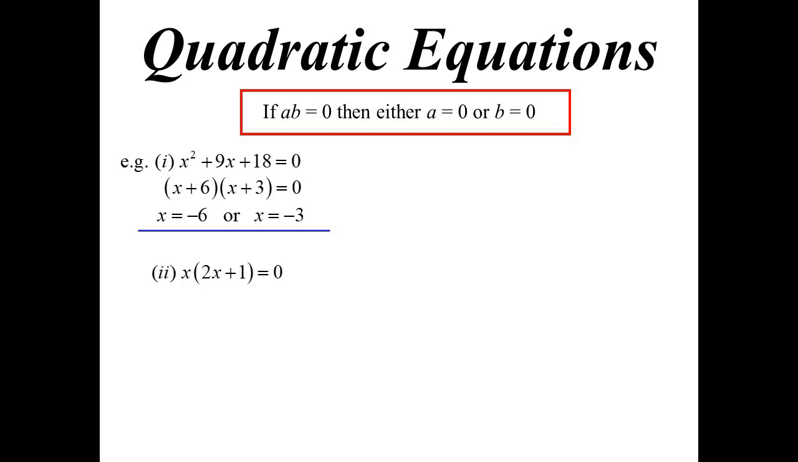Now I'll put this one down just to highlight something, because amazingly, how often people forget the x out the front and just solve the 2x plus 1. But x is a factor as well. So it is a possibility that x equals 0 and the other one x equals negative a half.